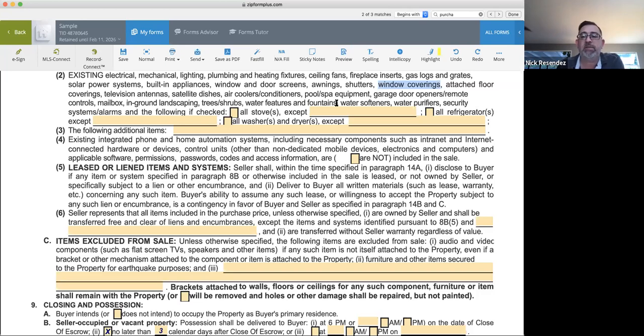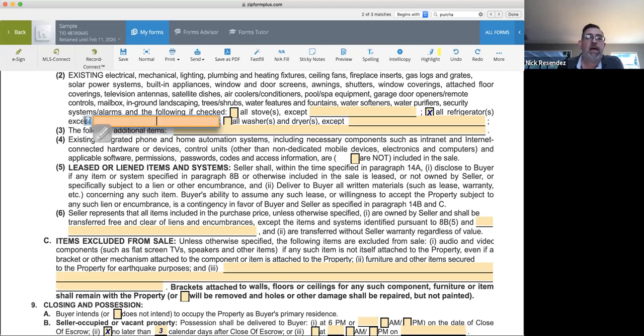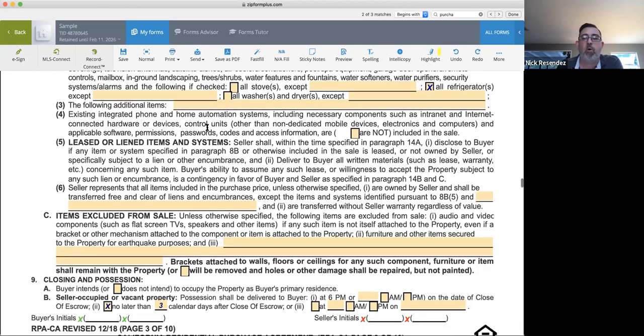Water features and fountains, water softeners, water purifiers, security systems, alarms, etc. And then everything else that's attached, right? And we have our appliances, all stoves, all fridges, except, right? Sometimes you see the garage fridge, right? So all the stoves, all the fridges are included except for the garage fridge. Okay, so that one's not included, right? Washers and dryers, and then the following additional items. Okay, make sure you put that in there. All right, what else? Well, phone, home automation systems.